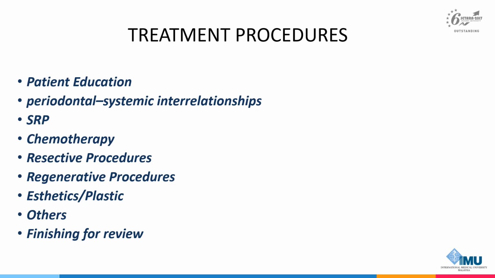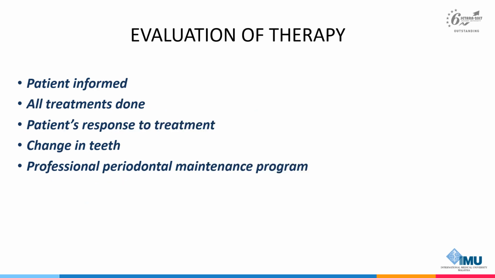Periodontal plastic surgery is done for gingival augmentation, correction of recession or soft tissue deformities, or enhancement of oral aesthetics. The others in these treatment procedures can include occlusal therapy, pre-prosthetic treatments, or extraction of teeth. The finishing procedures include the post-treatment evaluation of what has been done with review and reinforcement of daily oral hygiene.